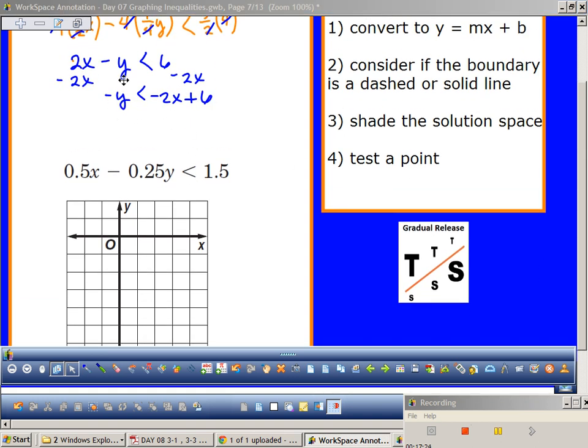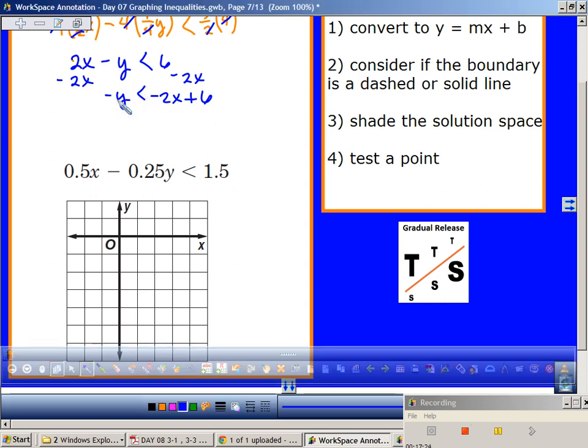So this is still not in slope-intercept form because I have a negative. So can't I just take the inverse of everything? So the inverse of negative y is y. The inverse of less than is greater than. The inverse of negative 2x is positive 2x, and the inverse of positive 6 is negative 6. Right? Just like if I had negative x equals 2, you divide both sides by negative, right? Or aren't you just taking the inverse of both of them? Okay? Everybody okay with that?